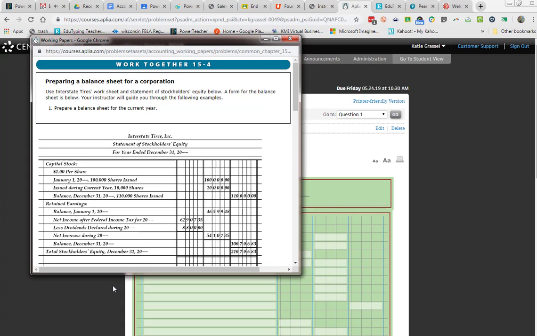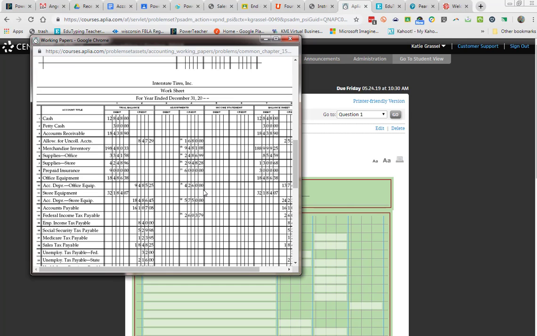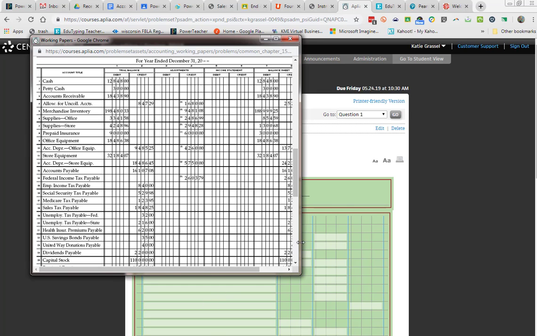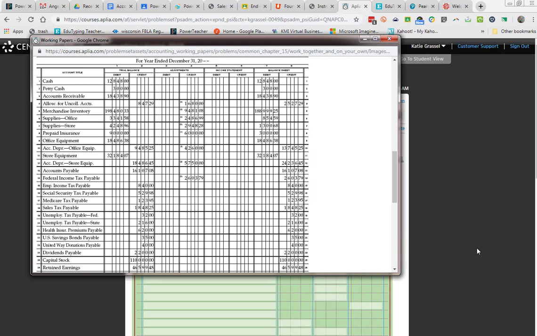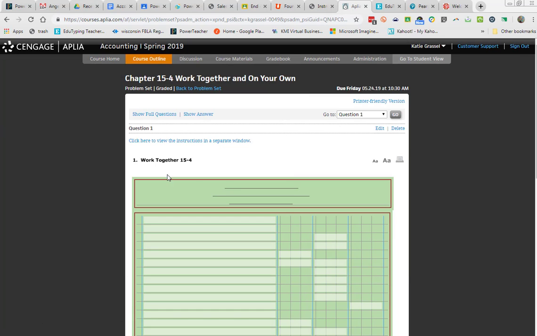So when we look at our worksheet, how do I know where assets end and my liabilities start? Payables, right? The very first payable right here. I think it's line 13. Everything on lines 1 to 12 needs to go on the very top portion of our balance sheet. So let's get that on there. We're doing Interstate Tires.